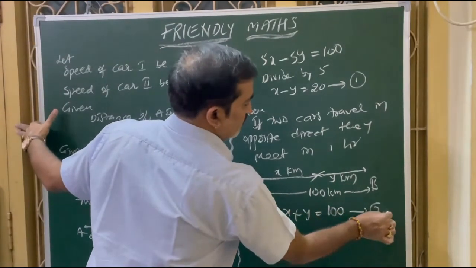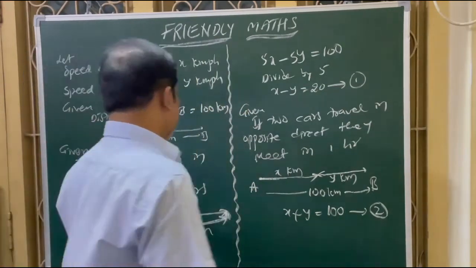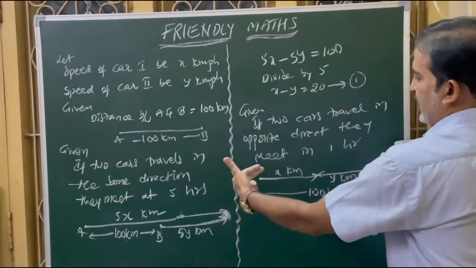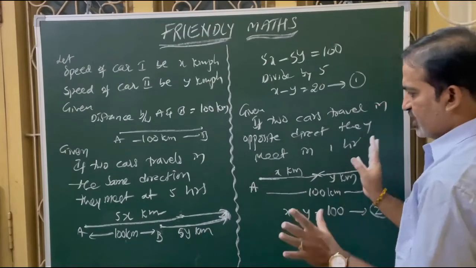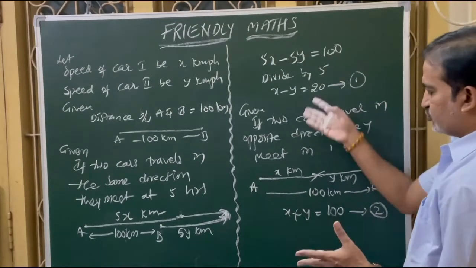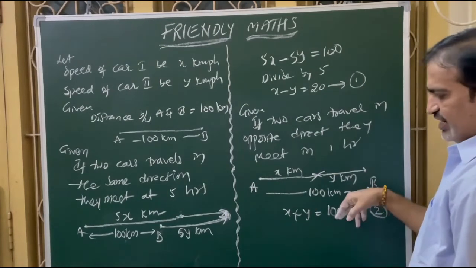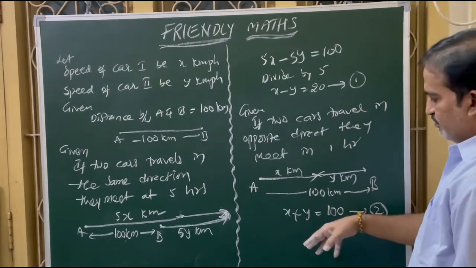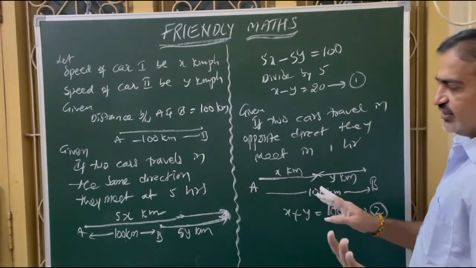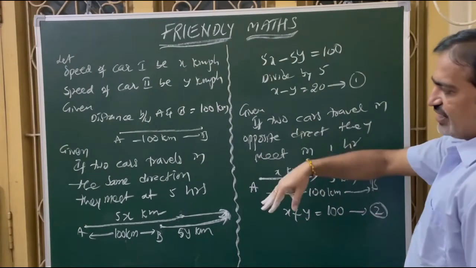Equation 2. The only thing is, we have to observe here they are in the same direction. Here they are in the opposite direction. By these diagrams, I hope everybody is clear. We can solve it. There is no need to multiply. Y is going to be cancelled. 2x is equal to 120. X is equal to 60. By substituting, y value is 40. Very clear. By diagram, you people can understand.